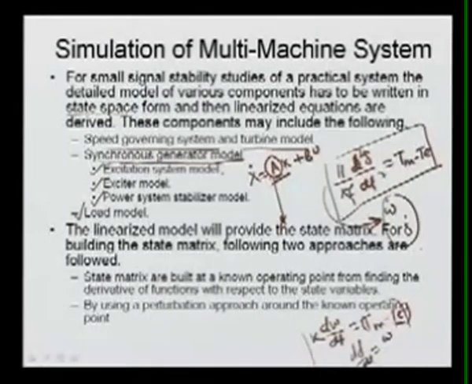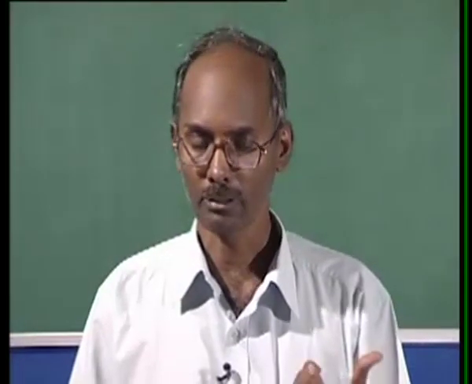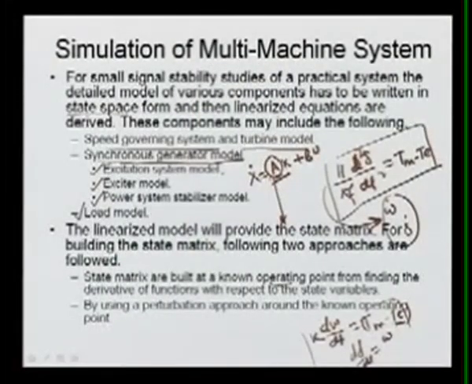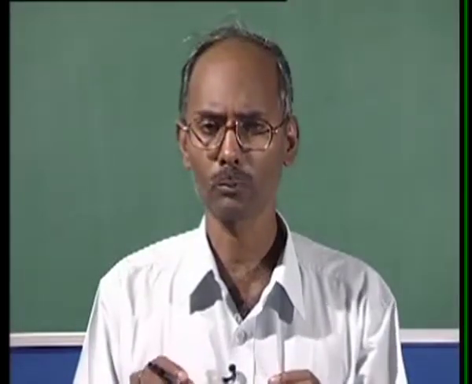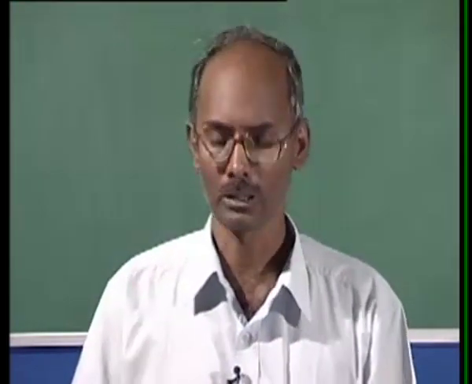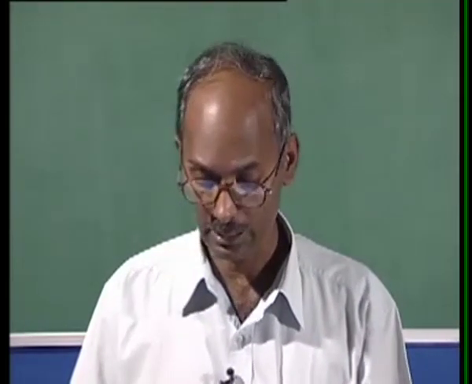First, the state matrix is built at a known operating point by finding the derivative of the function with respect to the state variables. That means we differentiate with respect to the state variables, and after differentiation we find the coefficients at the operating point. Another approach is the perturbation approach around the operating point. Your system is operating, and you perturb it by 1 to 5%, see the change in the variables, and then form the state matrix again.